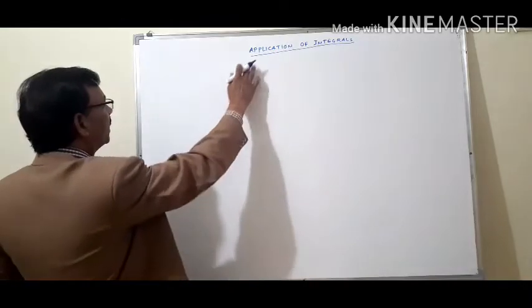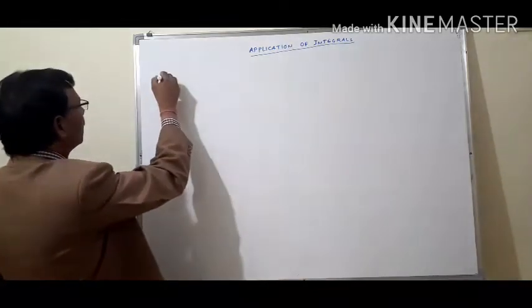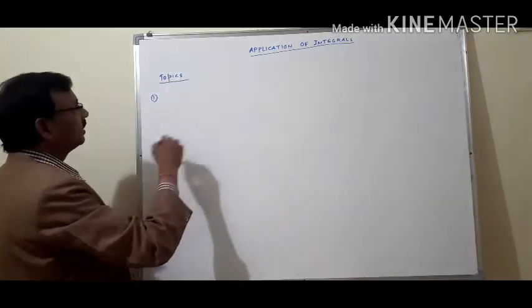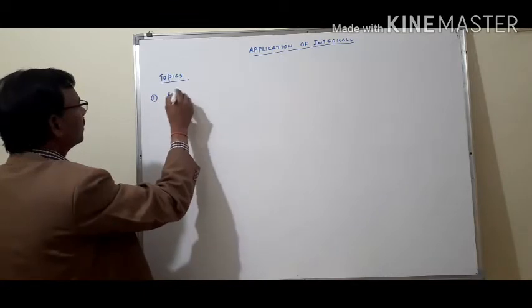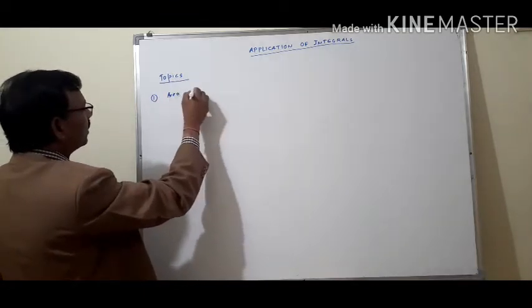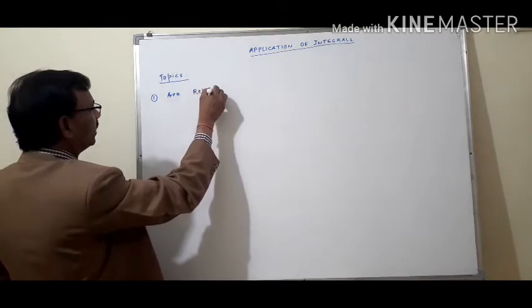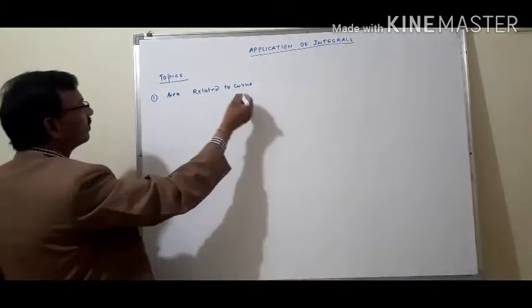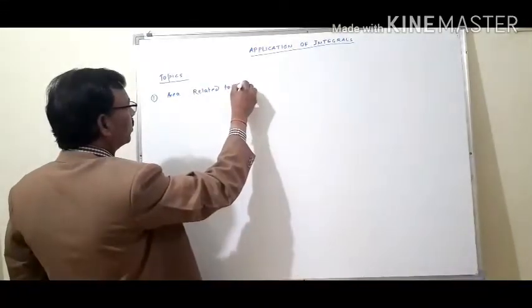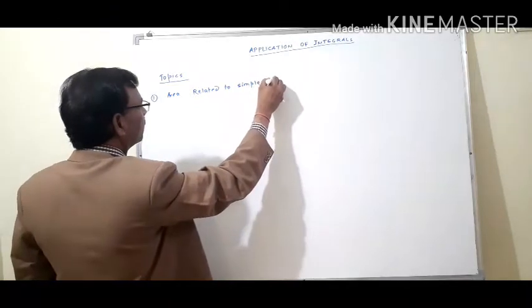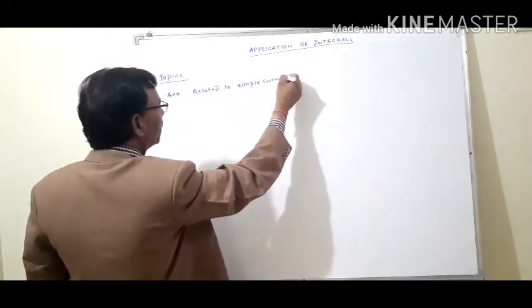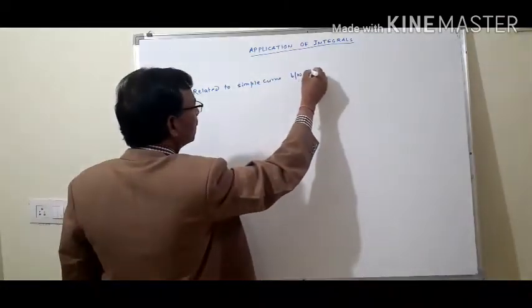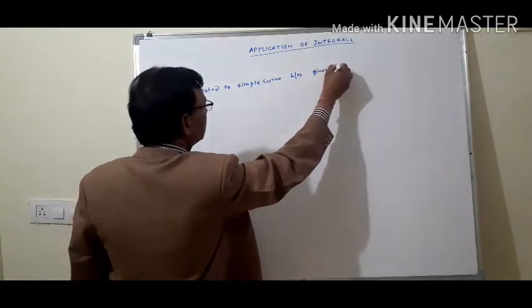How many topics are related to this chapter? Our topics are: first is area related to a simple curve between given limits.